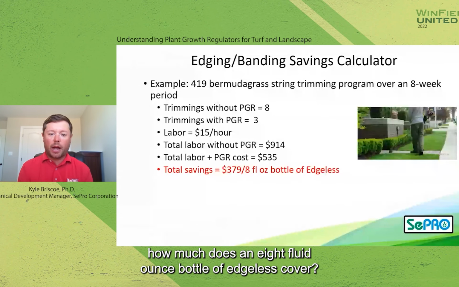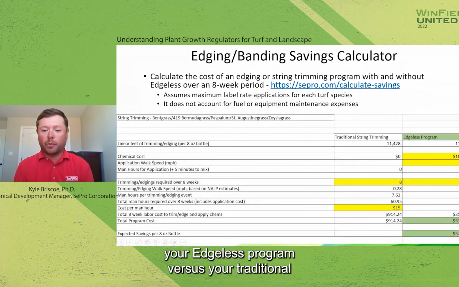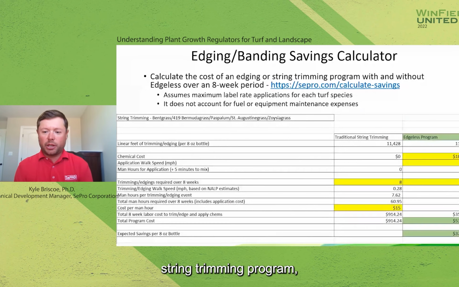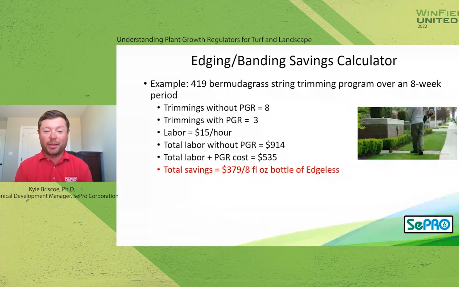Then you're going to ask me, well, how much does an 8 fluid ounce bottle of Edgeless cover? And it kind of depends on your species. So if you look up here, your Edgeless program versus your traditional string trimming program, in this case, it's going to cover about 11,000 linear feet per 8 ounce bottle. So 11,428 linear feet. Every 11,428 feet, you're going to save about $380 using Edgeless.